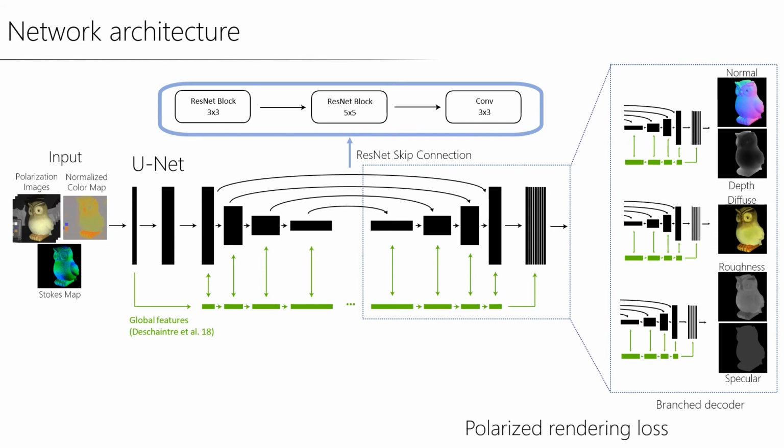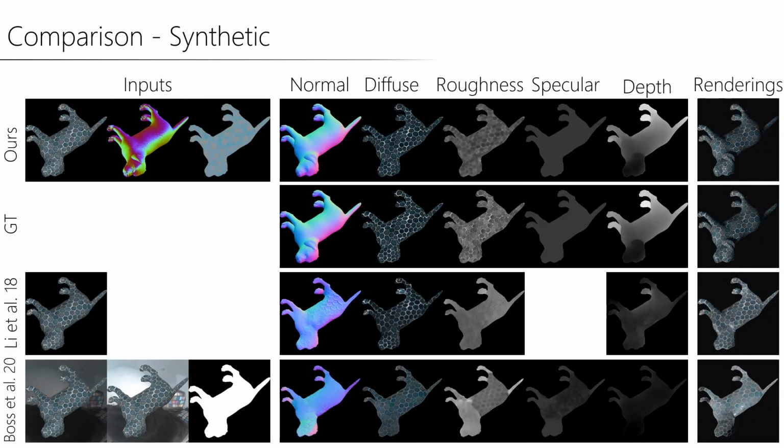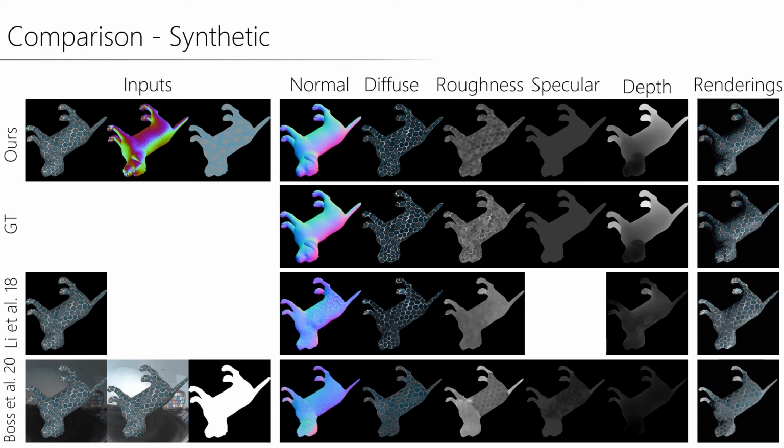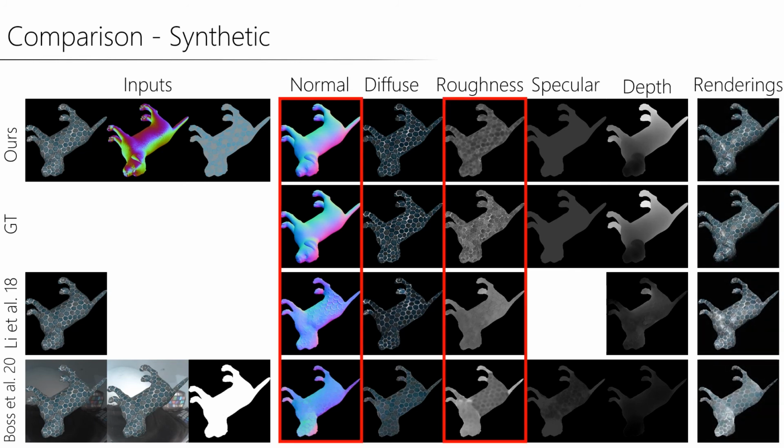For training, we use a rendering loss which simulates polarization effects, providing more gradients, in particular for specularity. We show here a comparison on a synthetic object with Lee and colleagues and Boss and colleagues. As expected, using our polarization information, we are able to significantly better recover and disambiguate the shape and material information. This results in better appearance when rendered, as you can see on the right with the moving light animation.